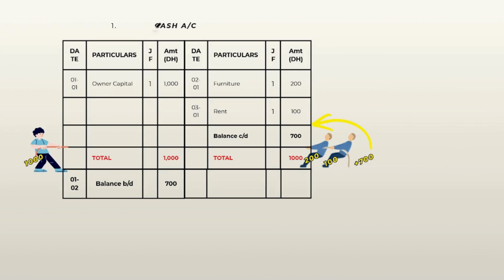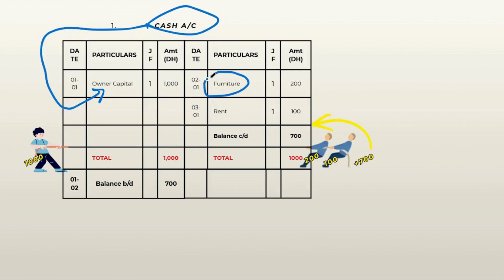Please focus on this slide. This is the cash account. This is where students usually get confused, so stay with me. First, we post the transactions. We got money from the owner, so we put 1,000 on the debit side. We paid for furniture, so we put 200 on the credit side. We paid for rent, so we put 100 on the credit side. Now, look at the cartoon. It's a tug of war. On the left side, we have 1,000. On the right side, we only have 300. Who's winning? The left side is winning.